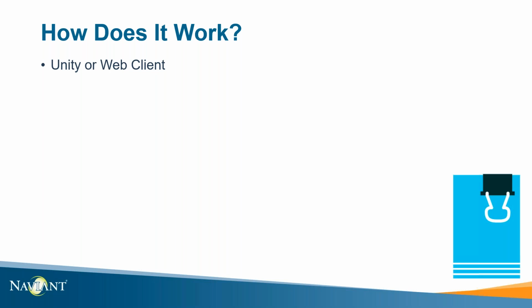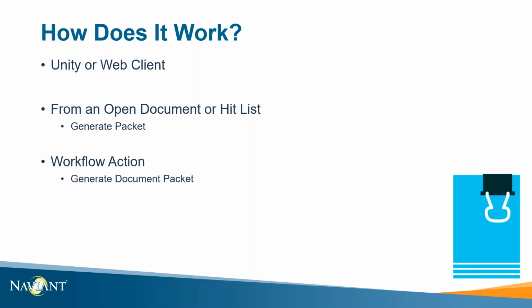Okay. All right. So again, I mentioned before that this is all available inside of Unity or the web client with EP1 going forward. So before I actually show you a little bit of a demo, let's just talk through this. From an open document or a hit list, there's going to be an option to generate a packet. And also, as mentioned before, there's also a workflow action if you wanted to have this incorporated at the critical point within any workflow process that you have or might want to configure going forward.